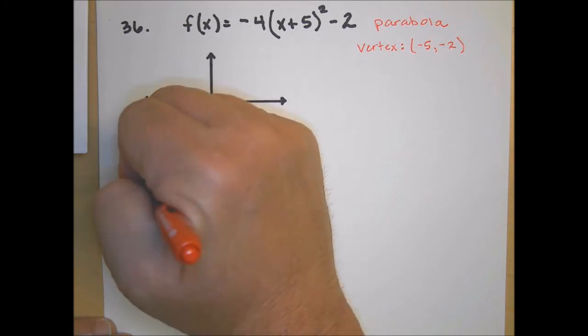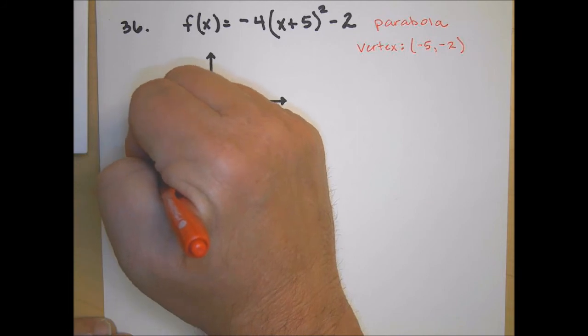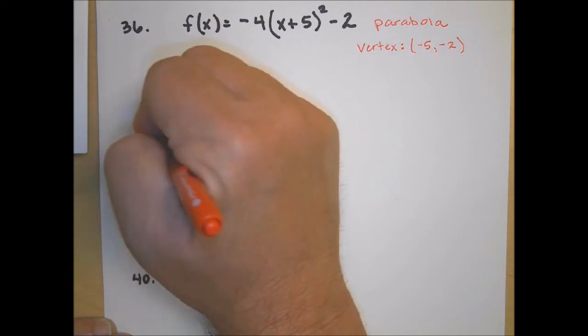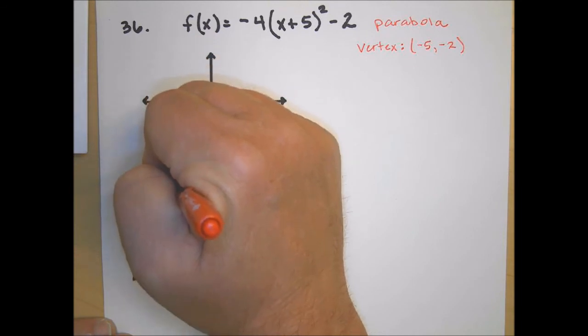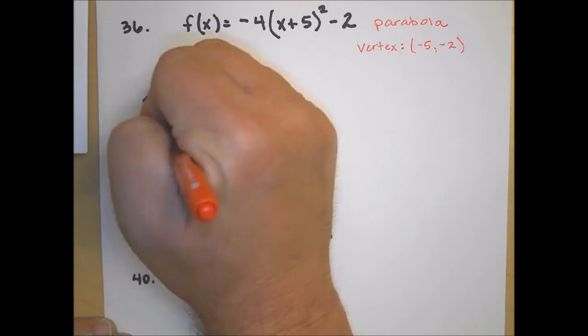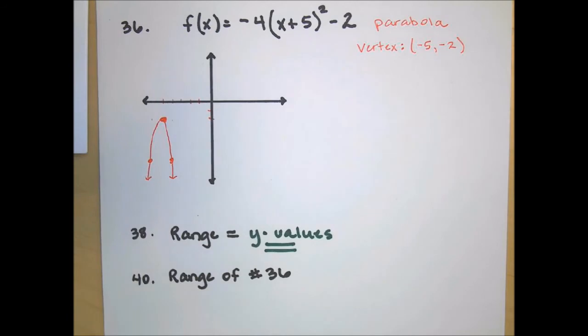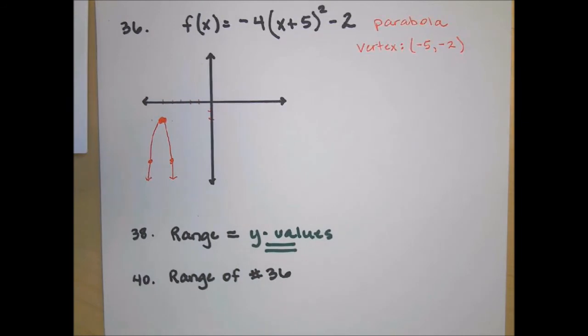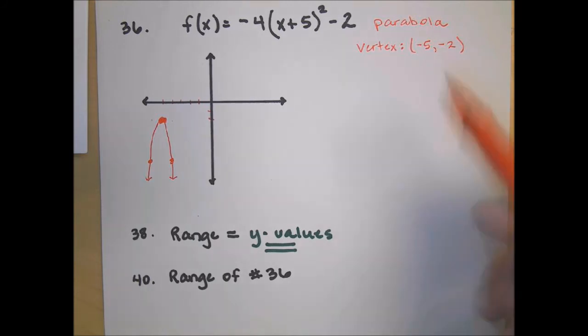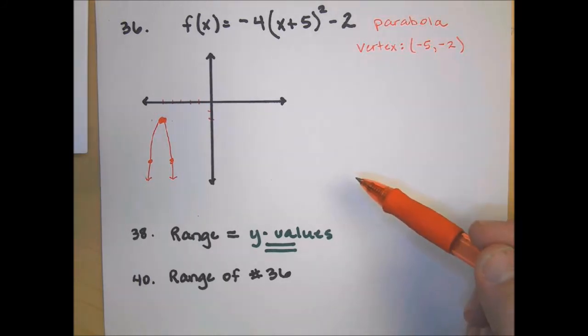So we're coming up, we're turning right here, and we're going back down, and so, yeah, that's not bad. I've probably done better, but I've also probably done worse. So there we go. There's that parabola. It's a down, skinny parabola. And I think that's all we needed on problem number 36.